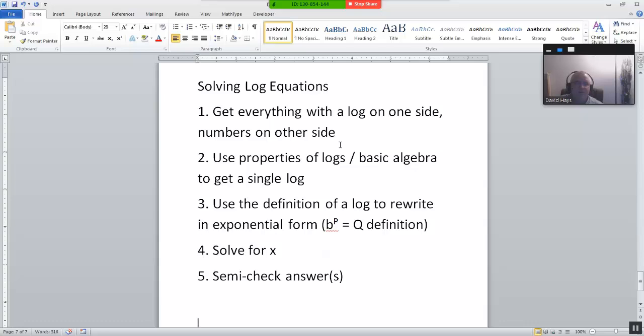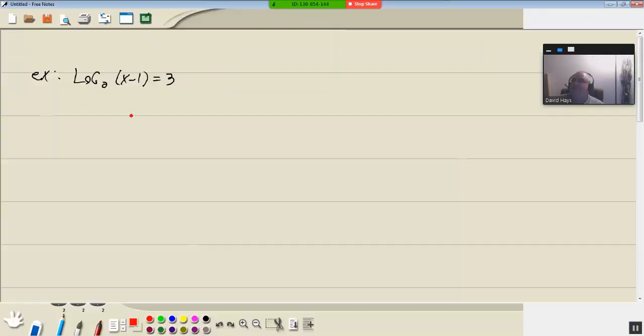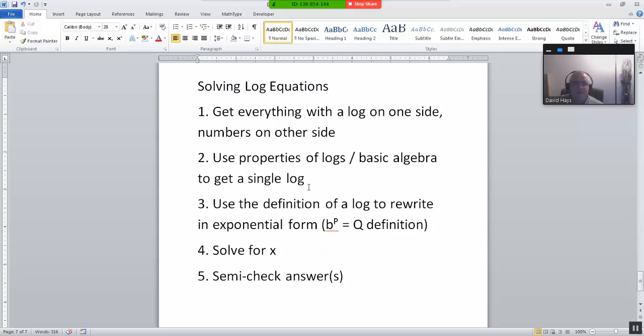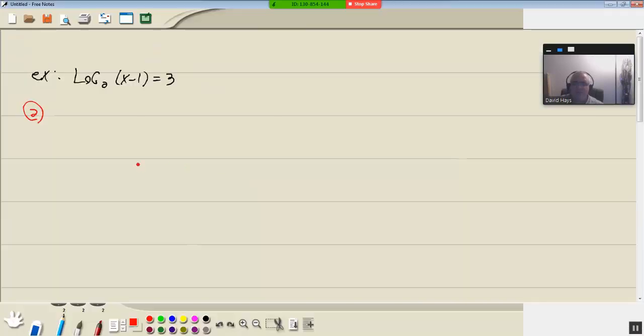Okay, step 1: get everything with the log on one side, numbers on the other side. That's done. Everything with the logs is over here and our numbers over here. Step 2: use properties of logs and basic algebra to get a single log. We've got a single log. That's done. We've got a log of something. That's what it means to get a single log. You should just have a log of something, nothing in front of it, nothing after it.